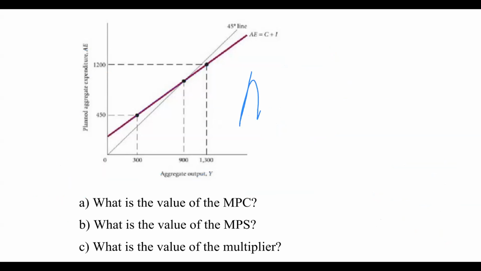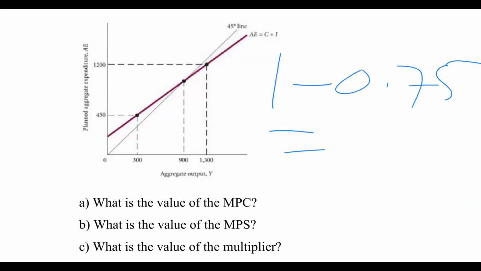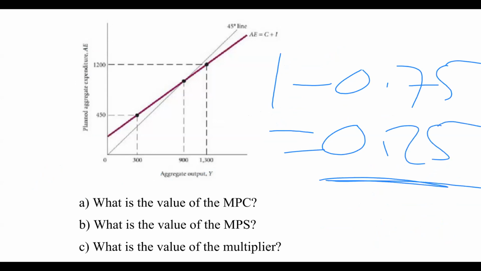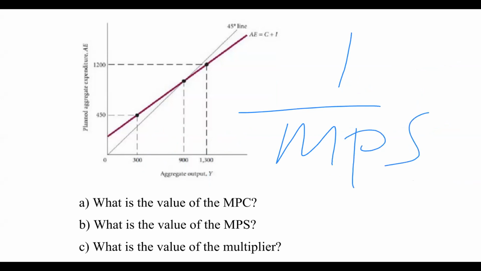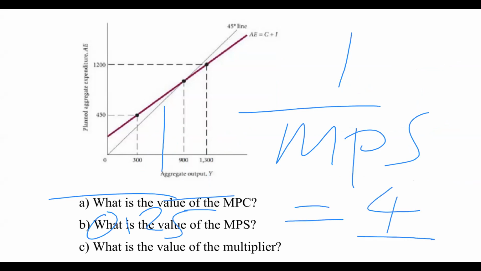So now, what is MPS? Okay. Obviously, if you have MPC, you can easily find MPS, right? You just say 1 minus 0.75, you get 0.25. That is your MPS now. Then the multiplier, I said that it is 1 over MPS, right? Which will be 1 over 0.25. And what is the multiplier? It will be 4, right?